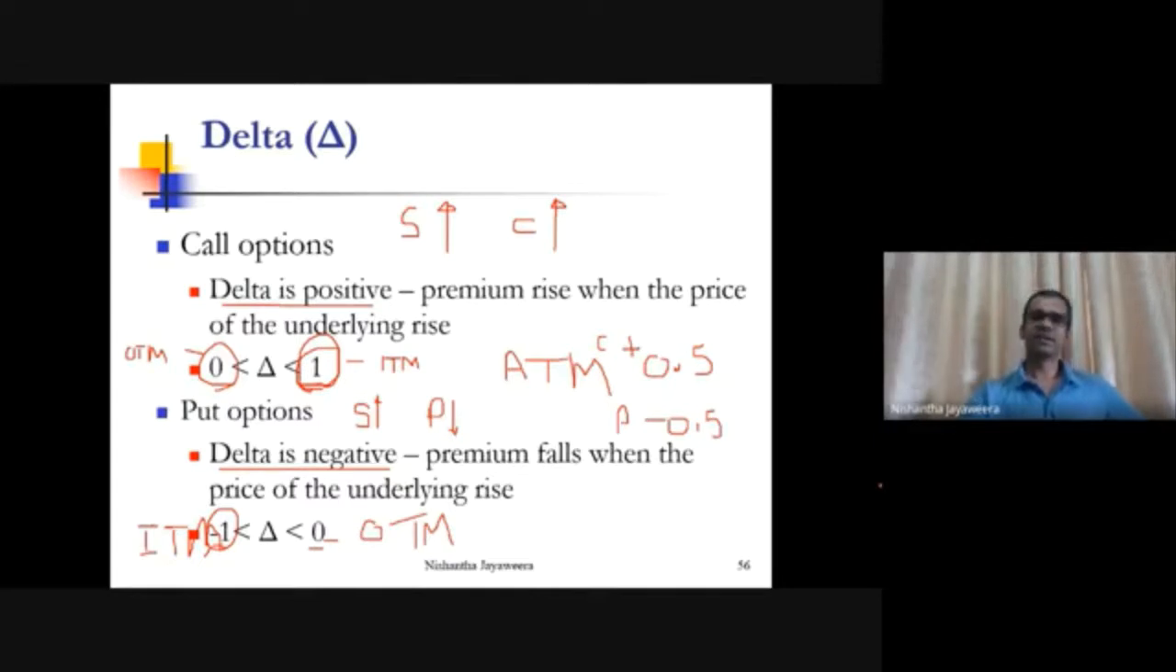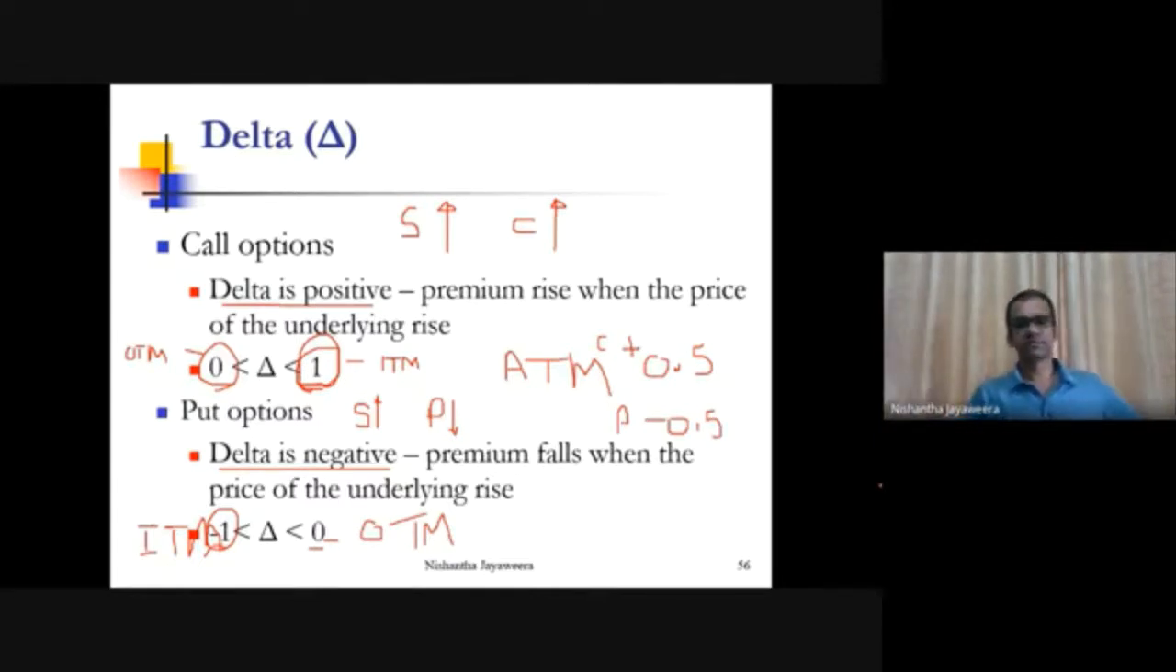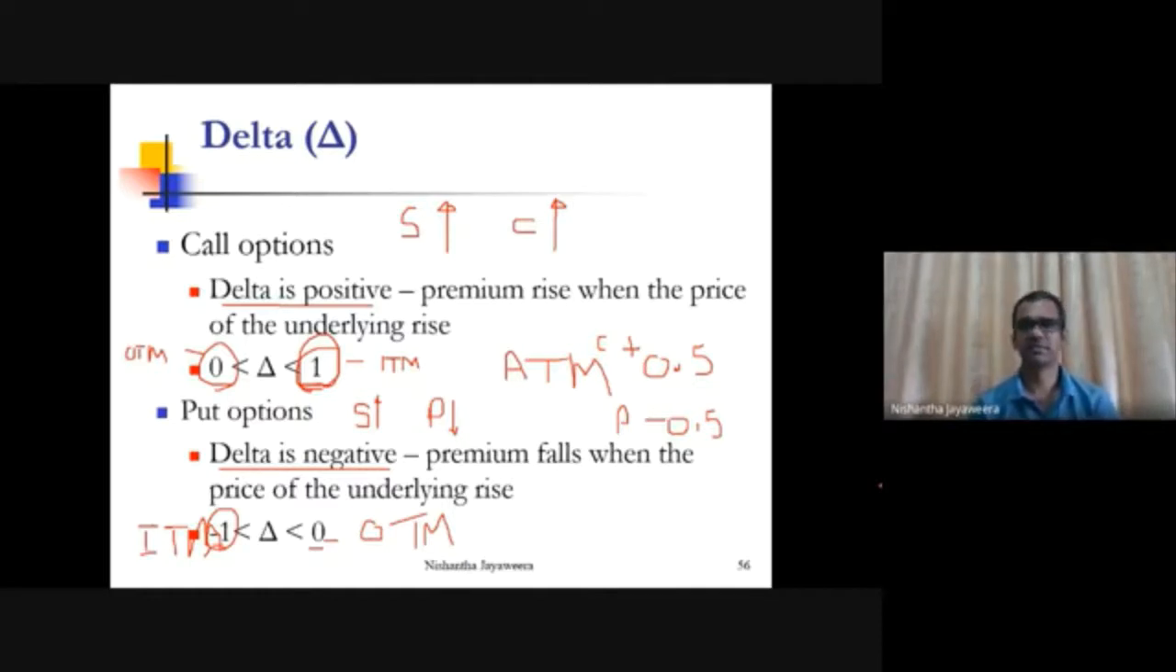Whenever it says the delta of a call option is 0.5, you should know it is at the money. It won't say it is at the money, but just looking at delta, you should be able to say it.